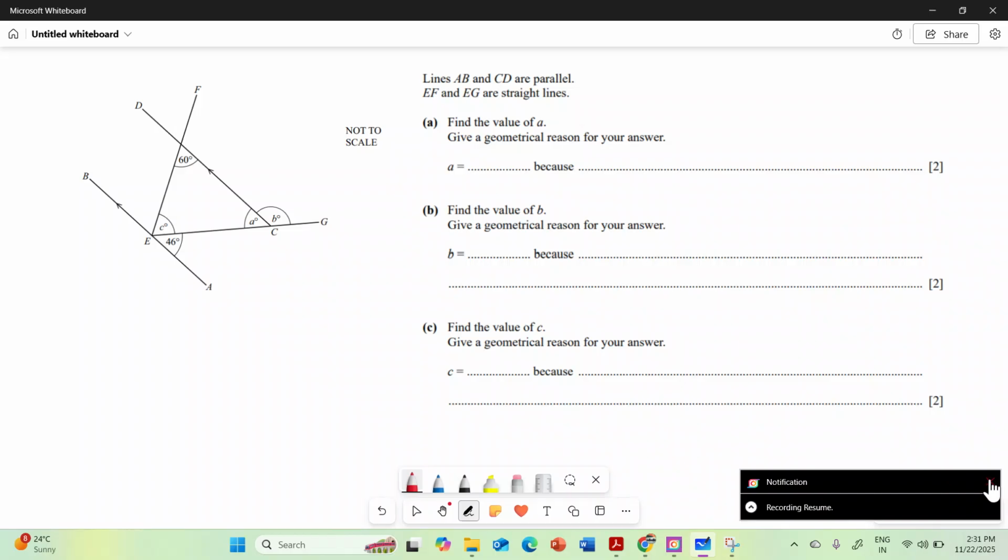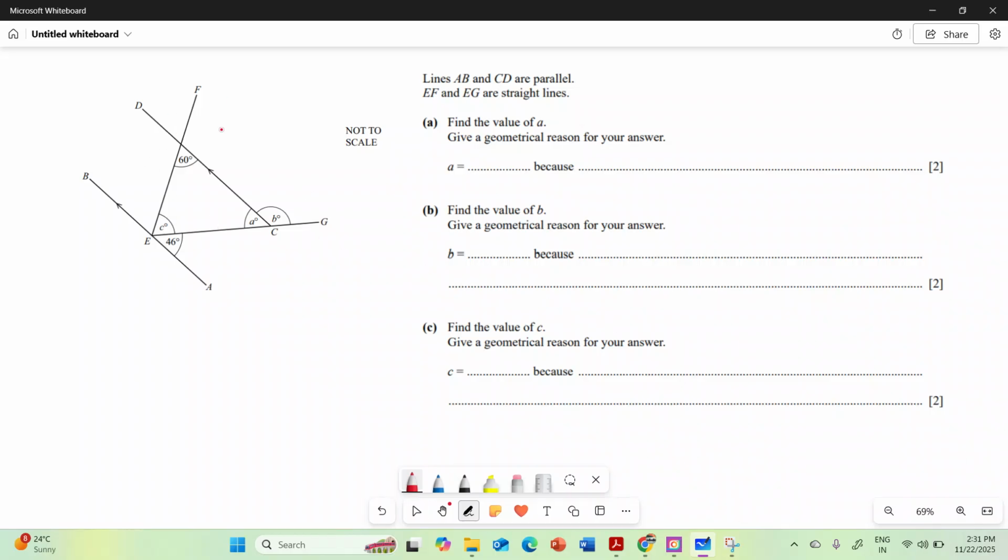Now here I have a question. This is the triangle and these are intersecting lines, and here lines AB and CD are parallel lines. This line is parallel to this line. So these two lines are parallel to each other. So this is my transversal.